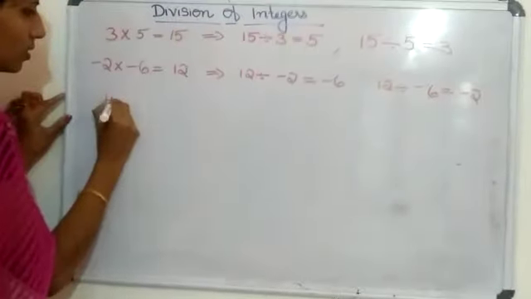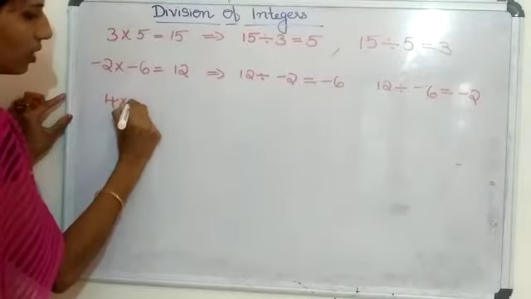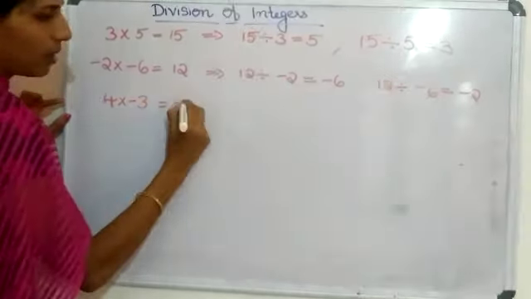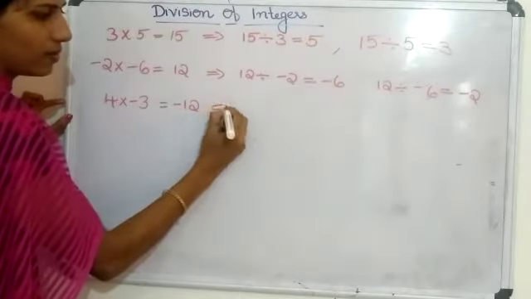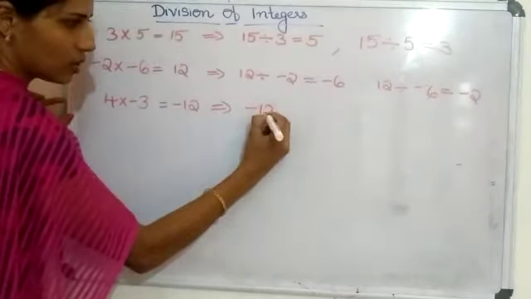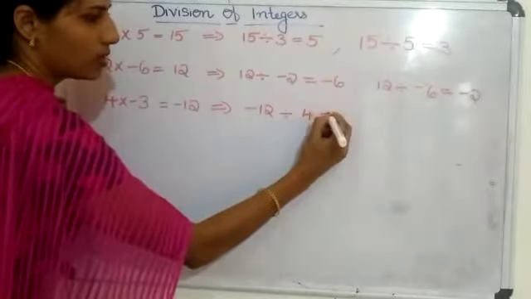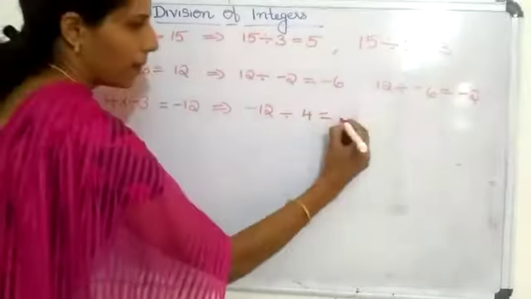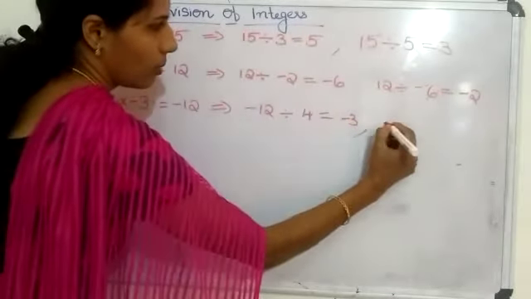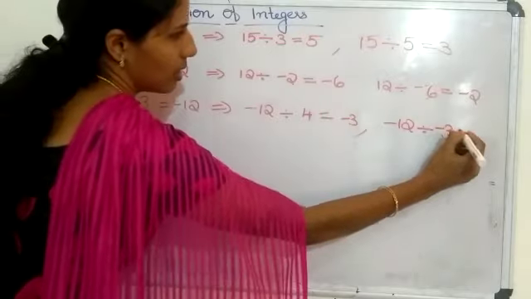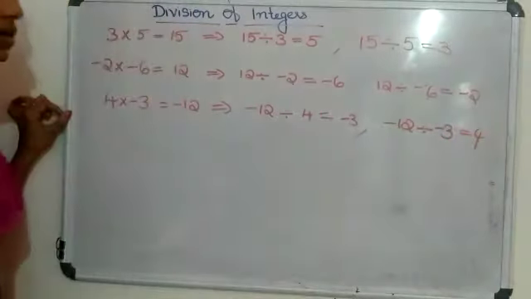Now consider the other two numbers. 4 into minus 3, that is minus 12. We can write minus 12 divided by 4 is equal to minus 3, or minus 12 divided by minus 3 equal to 4.